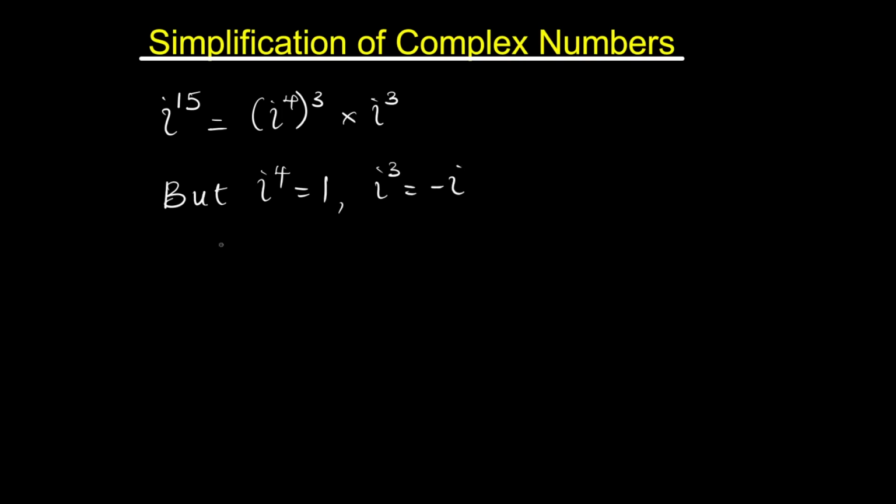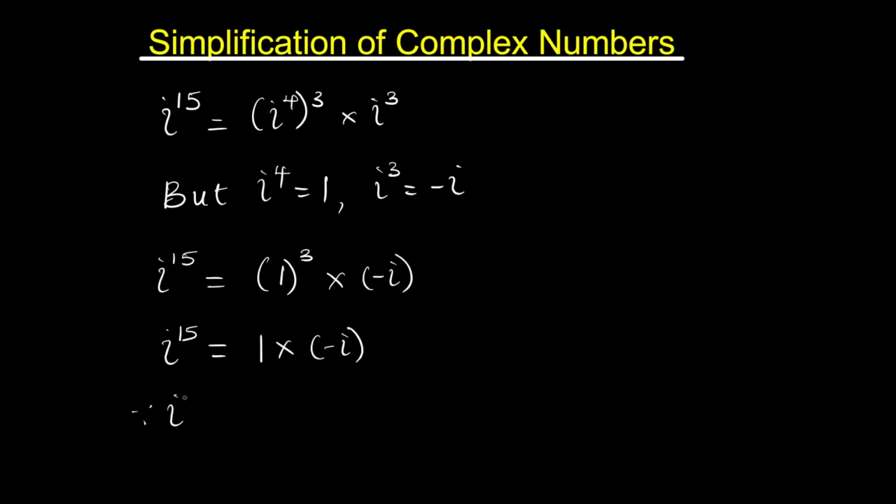Proceeding further, we are going to simplify i to the power of 15. To solve this, we have to represent it in its simplest form. And this expression is going to be as shown: i to the power of 4 times i to the power of 3. But i to the power of 4 is equal to 1, and i to the power of 3 is equal to negative i. By substituting, we are going to have that i to the power of 15 will be equal to 1 to the power of 3 times negative i. 1 to the power of 3 is 1. Hence, i to the power of 15 will be equal to 1 times negative i. Therefore, i to the power of 15 is equal to negative i.